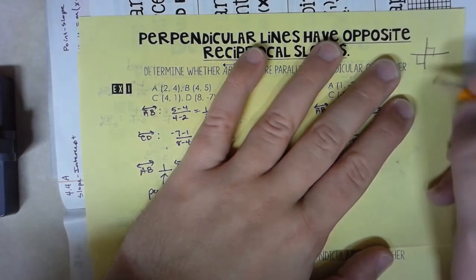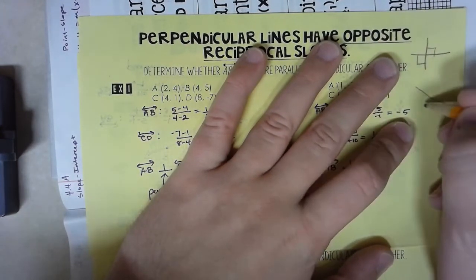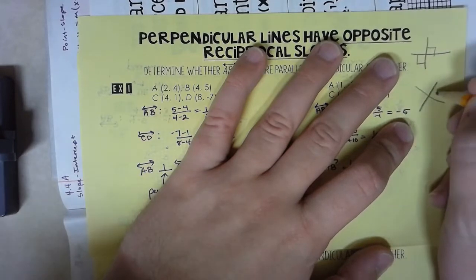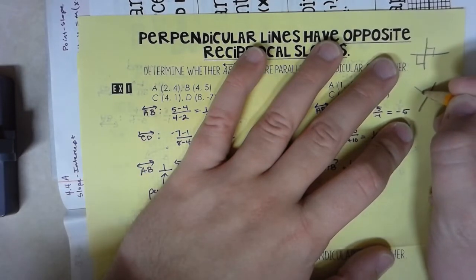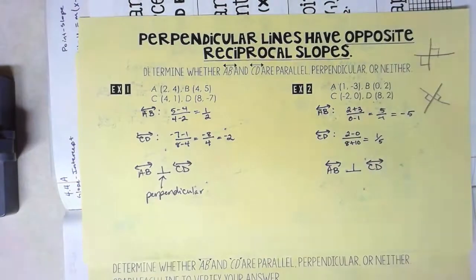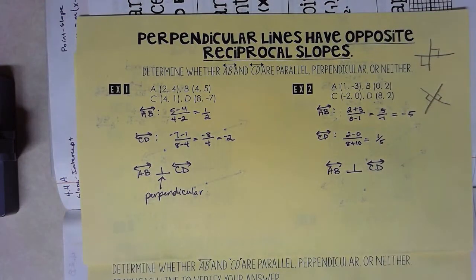Now, it doesn't necessarily always have to look exactly like a T. We could have something more like this, which again would also be a case of perpendicular lines. So perpendicular lines are just two lines that intersect in such a way that they create 90-degree right angles.